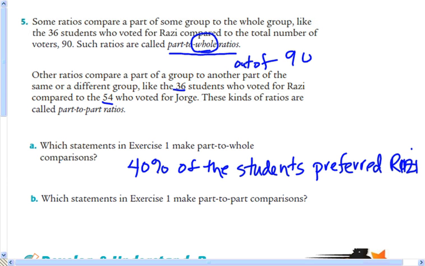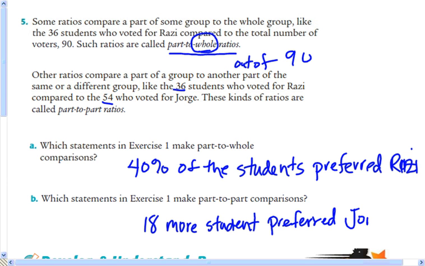A part to part comparison would be saying something like 18 more students preferred Jorge. Because we're comparing it to the 18 more, we're comparing the 36 that Razi got to the 54 that Jorge got. And so it's part to part in this case.